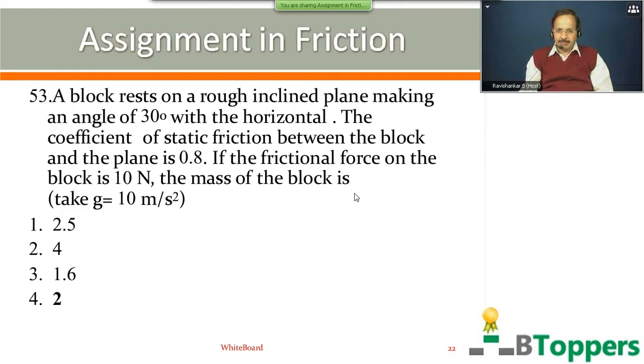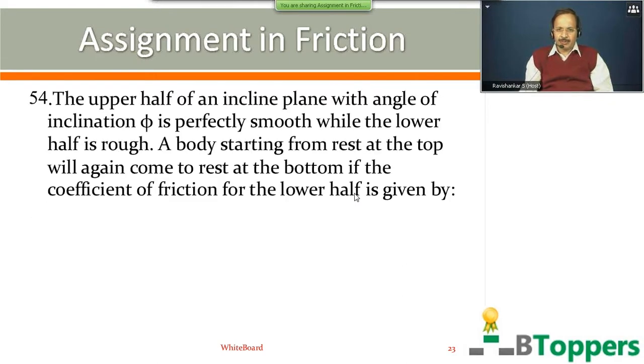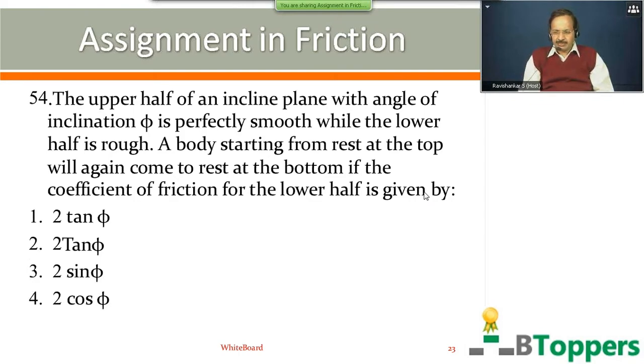So in case you need more time, we take a pause. See the question number 54. The upper half of an inclined plane with an angle of inclination phi is perfectly smooth, while the lower half is rough. A body starting from rest at the top will again come to rest at the bottom if the coefficient of friction for the lower half is given by, you can see the options on the screen. Come on, try to answer the question.